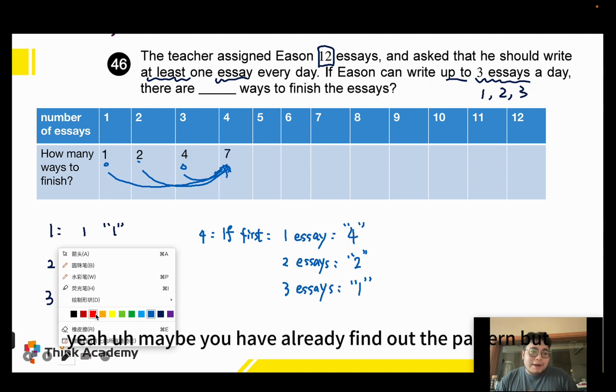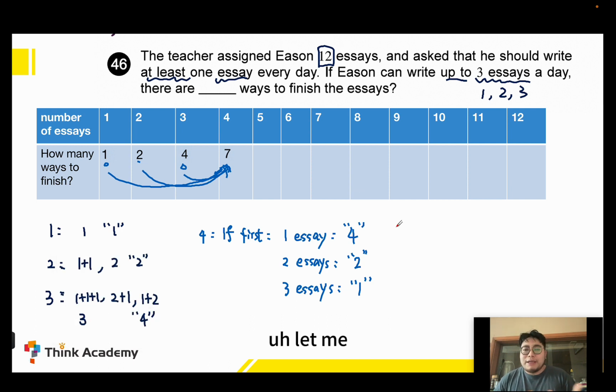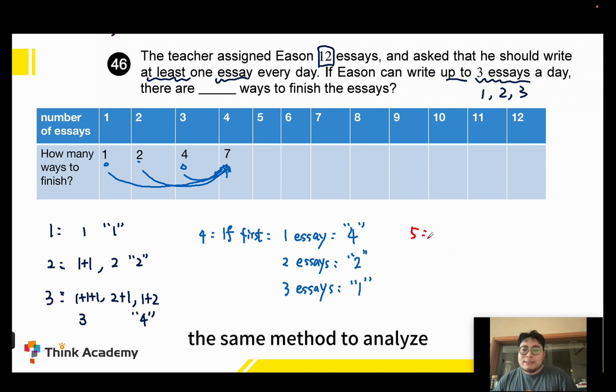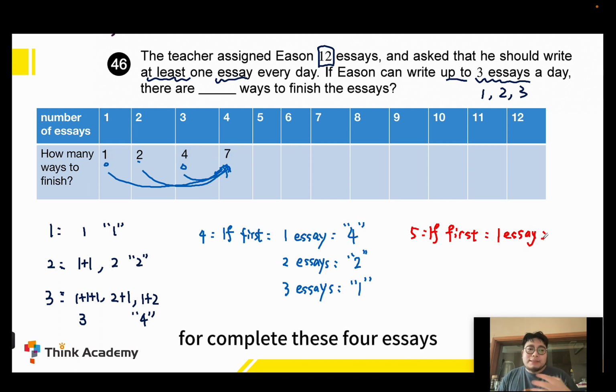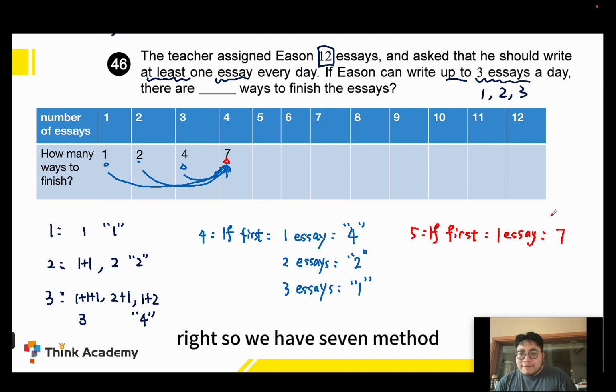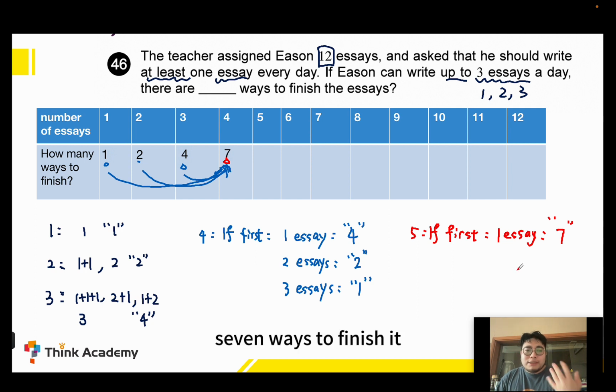Maybe you have already found the pattern, but let me write another one about 5 essays. So for 5 essays, we can use the same method to analyze. If the first day I complete 1 essay, so what's the remaining part? The remaining we have only 4 essays remain. So how many methods for completing these 4 essays? Look at that, 7, right? So we have 7 ways to finish it.